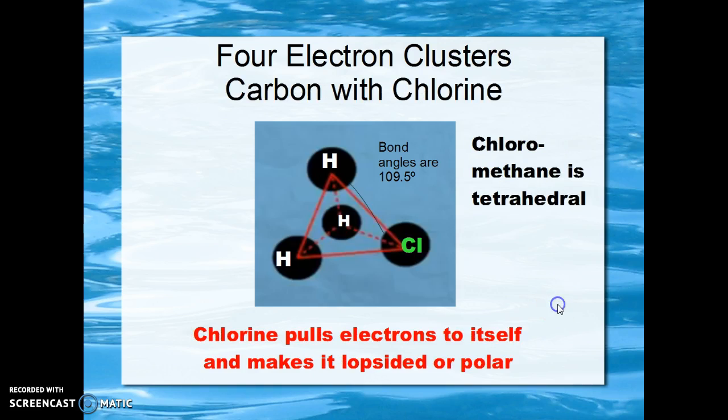Let's caution you though. Chloromethane is tetrahedral, as you see, and since the chlorine is pulling the electrons more than the hydrogens, this is lopsided or polar. So chloromethane, although it's tetrahedral, is a polar molecule. The bond polarities do not cancel each other out.